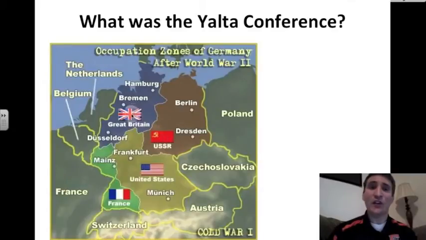And here are the different territories within Germany that are divided up. Great Britain gets the northwest corner. The United States gets the southeast corner. France gets the southwest corner. And East Germany, including East Berlin, is taken over by the Soviet Union.